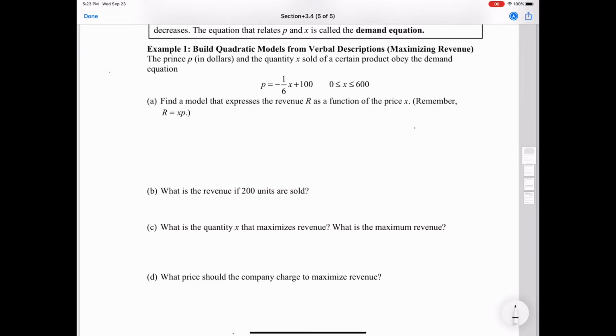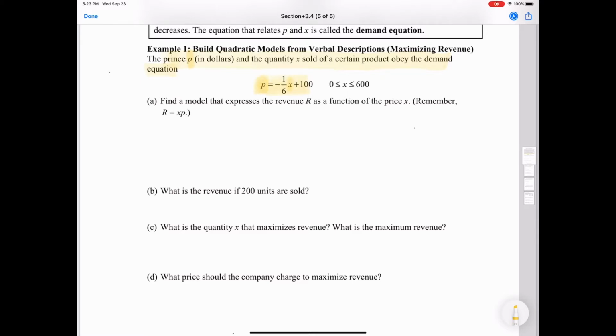This is the first example in 3.4, and I'm going to do this problem building a revenue function. When I read this problem, it says the price P, it should be price. So the price P in dollars and the quantity x sold of a certain product obey the demand equation, and they gave me the price in terms of the quantity as an equation.